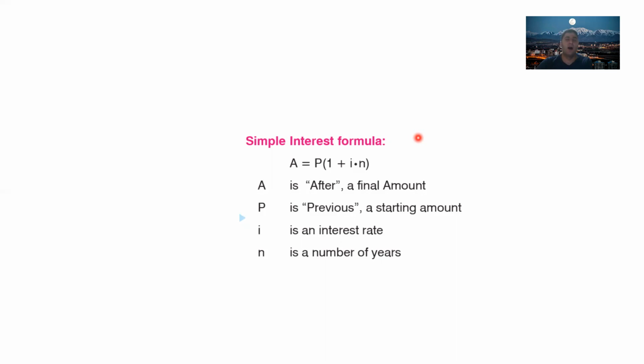Okay. Simple interest formula is this: A equals P open the bracket 1 plus I times N. A stands for after. That means after all of this is done, that will be A, the final amount. P is the previous amount or starting amount, right? I is the interest rate and N is the number of years.